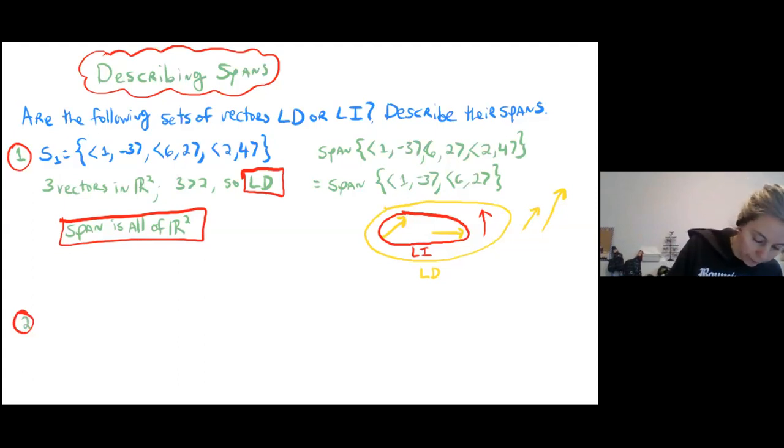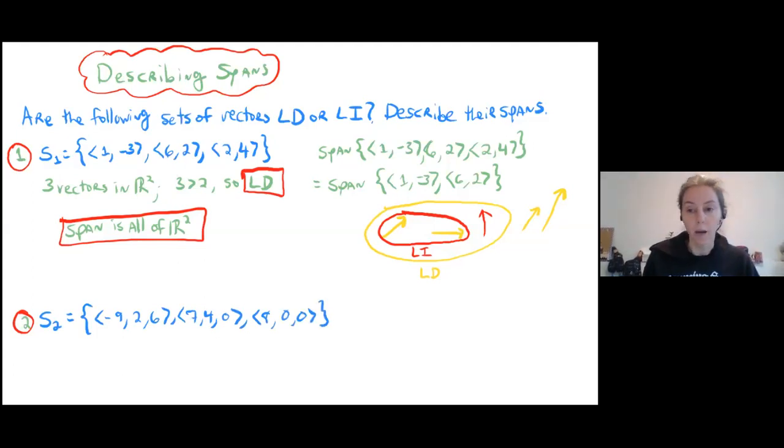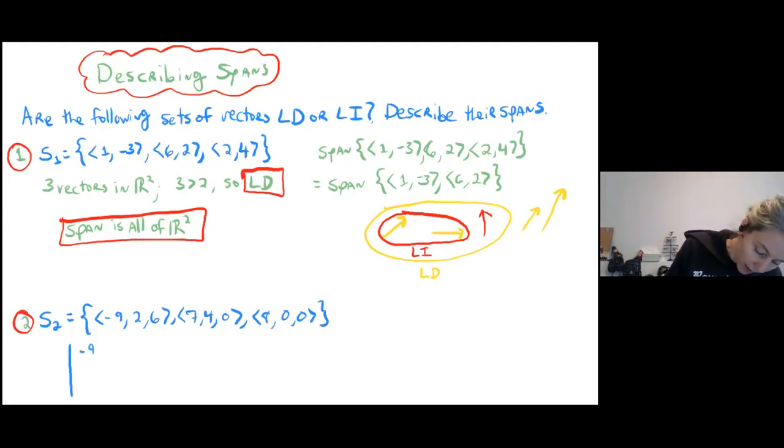All right, let's look at another example. S2 is the set (-9, 2, 6), (7, 4, 0), (8, 0, 0). Again, we just want to know: are they dependent or independent, and what is the span? We've got three vectors again, but this time we're in R3, so we can't make the same conclusion as before, but we can use the idea of a determinant. So we're going to check out the determinant of this matrix: -9, 2, 6; 7, 4, 0; 8, 0, 0.